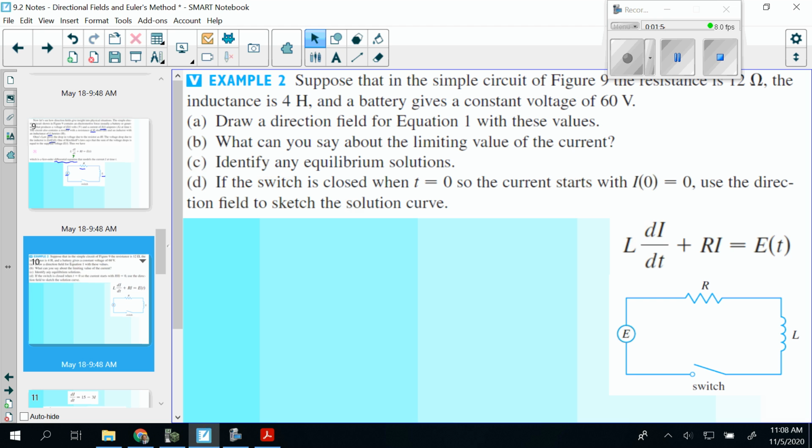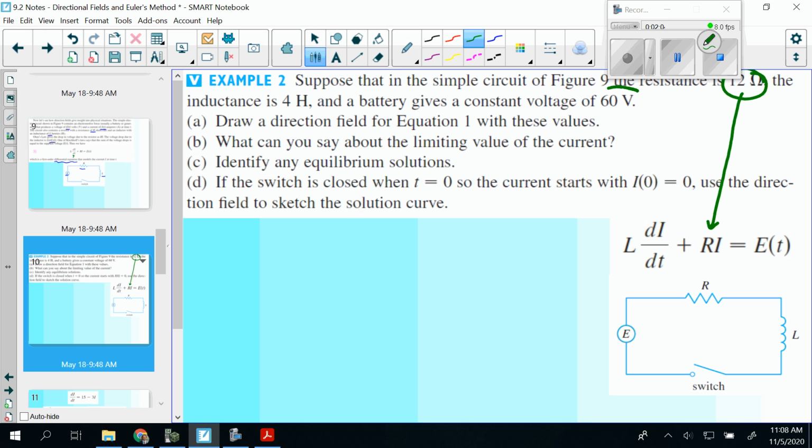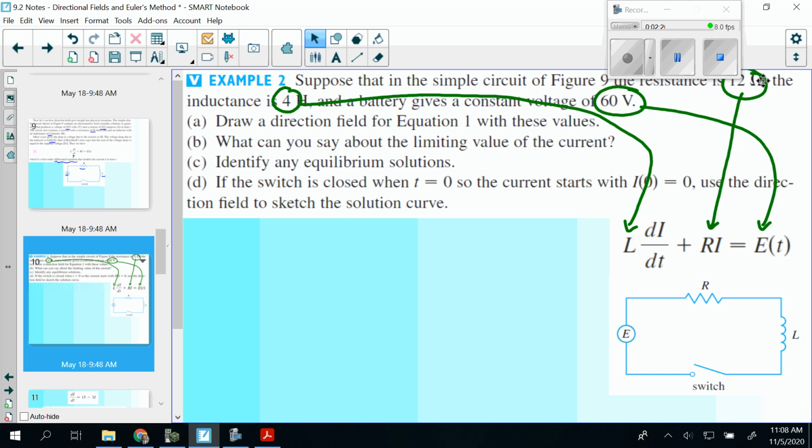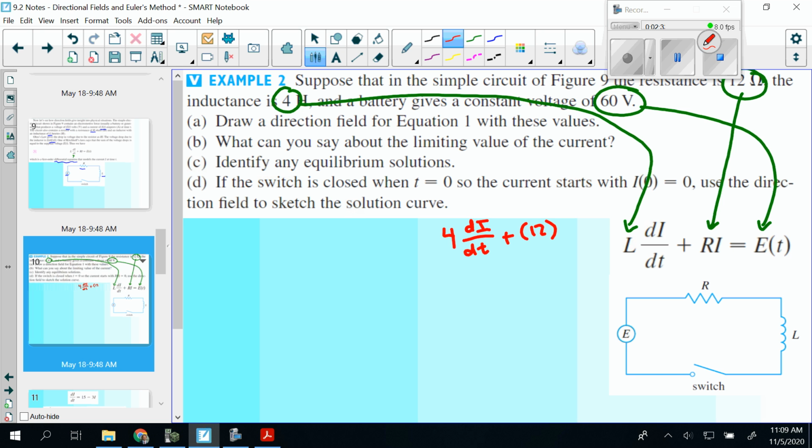It says, suppose in this circuit that the resistance is 12 ohms. So we're going to plug 12 in for R. The voltage is 60. Voltage was E in this one. And the inductance is 4 Henrys. So in this equation, 4 is represented by this variable L. If we plug all those in, that gives us this equation for the change in our current over time, plus our resistance, which was 12, times our current, equals our voltage, which is 60.